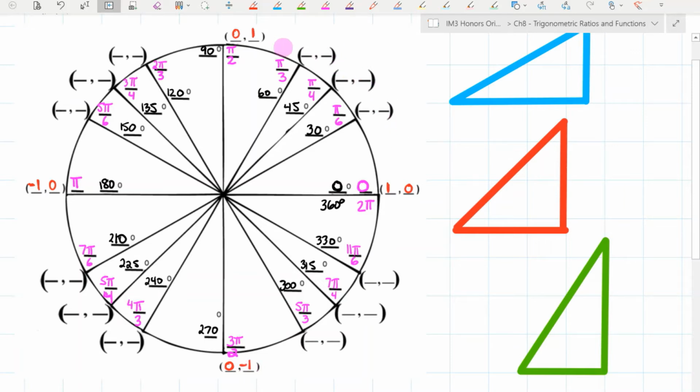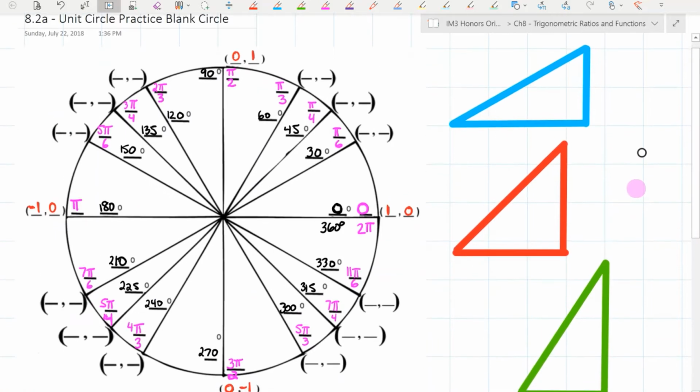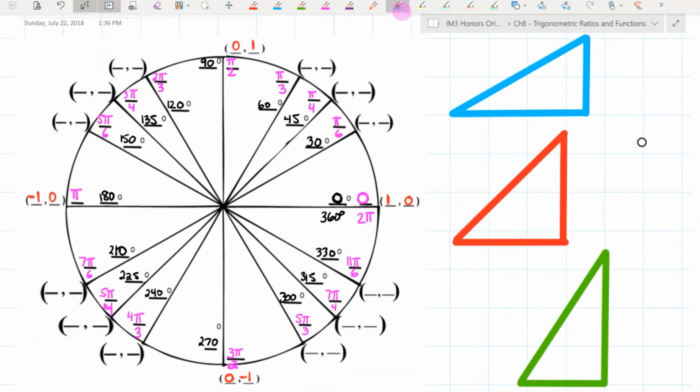Now to do these, I want you to remember the 30, 60, 90 triangles and the 45, 45, 90 triangles that we just finished doing. Okay? So for all of these, I'm going to make the radius 1, or the hypotenuse 1, I should say. These are all right triangles, excuse me. And let me give you the angles. So this one is 30. This one is 45. And this one is 60.